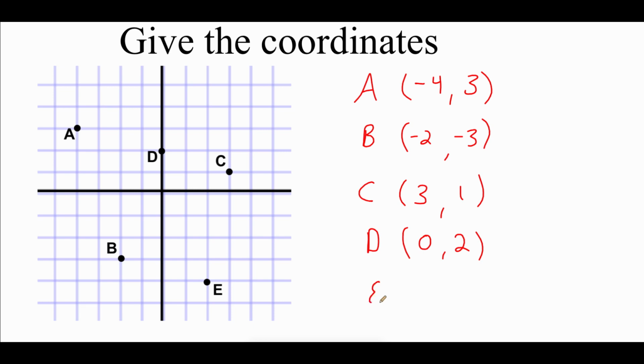Our last point is point E. To get to point E, we go to the right 2 spaces from the origin, so the x value is 2. And then we have to go down 1, 2, 3, 4 spaces. So my y value is negative 4.